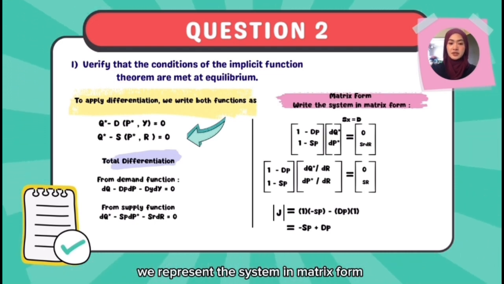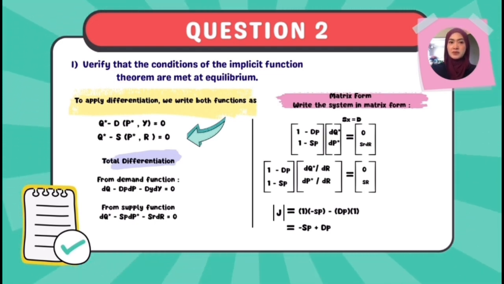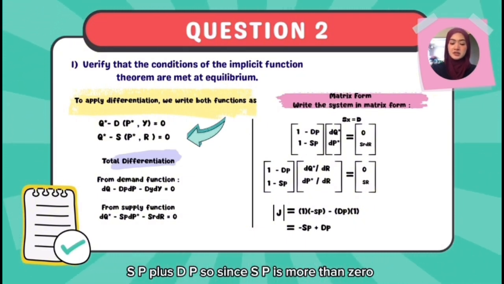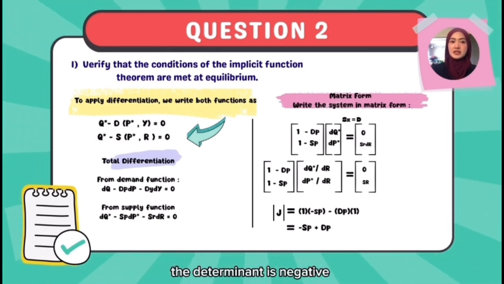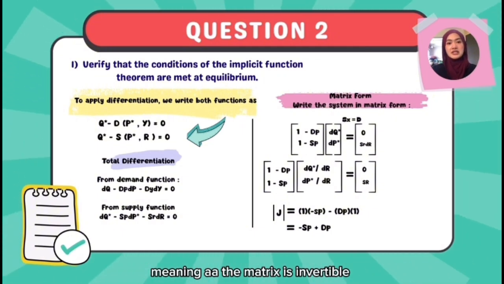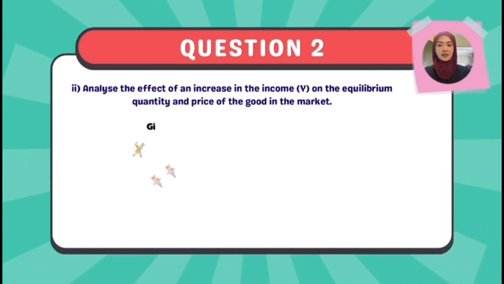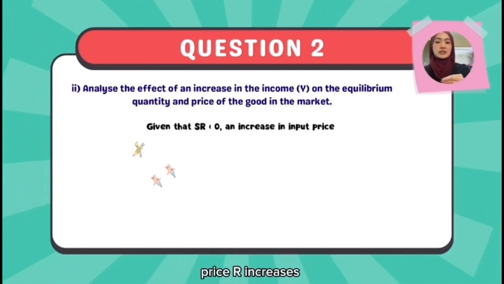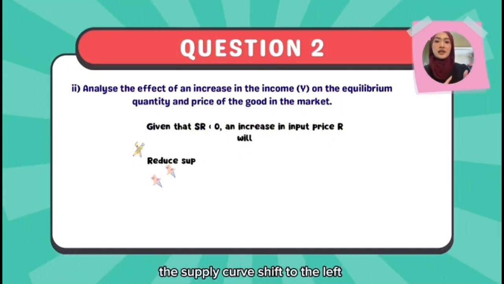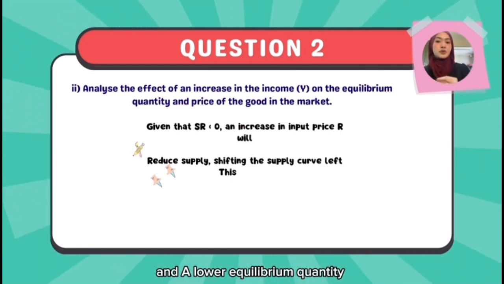We represent the system in matrix form as follows, and we compute the determinant of the coefficient matrix, and we got negative SP plus dP. Since SP is more than 0 and dP is less than 0, the determinant is negative, meaning the matrix is invertible and the system has a unique solution. Next, for the economic interpretation, because SR is less than 0, when the input price R increases, the supply curve shifts to the left, and this results in a higher equilibrium price and a lower equilibrium quantity.